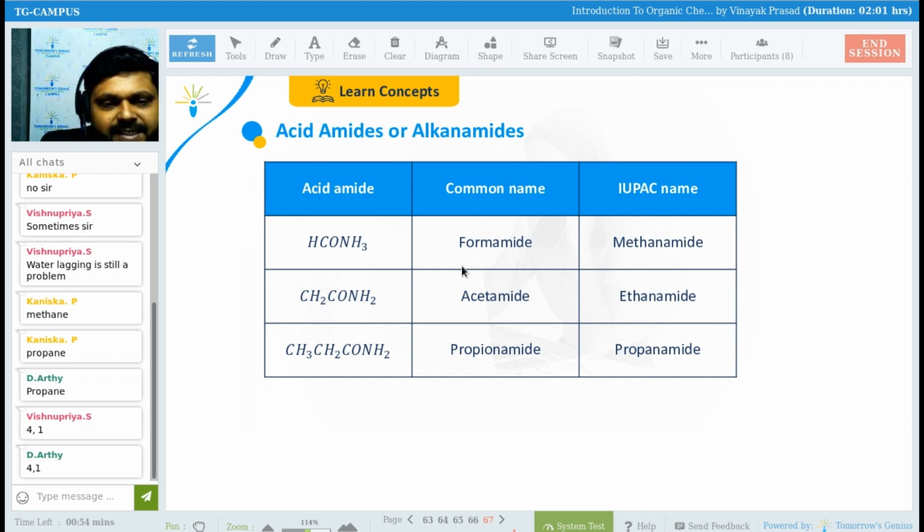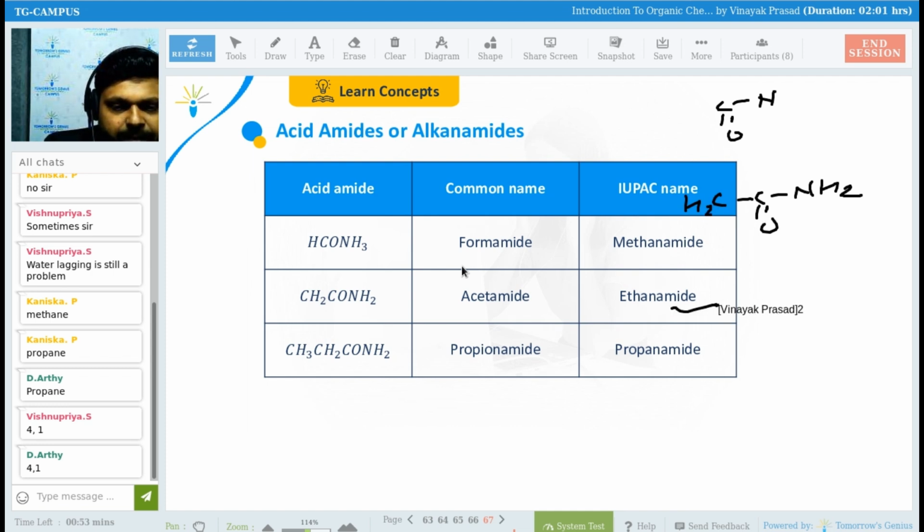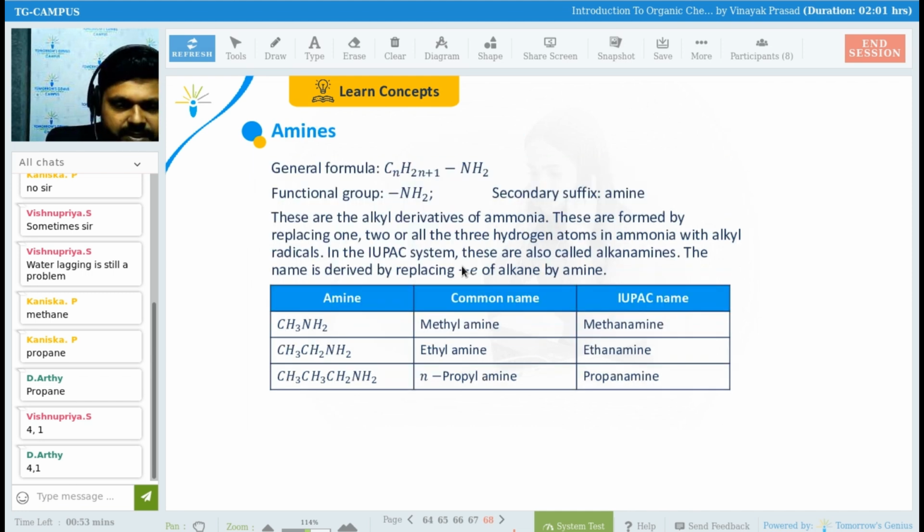Now we are going to see about the acid amides. Acid amide means it will be like the C double bond O, and N will be there, right? See here, CONH2 is there, CO and NH2 is there, right? And here CH2 is there. So what will we be calling this? Ethanamide. Here it will be called propanamide. So 3 carbon is there, 1, 2, 3 carbon. So it will be propanamide. This is ethanamide.